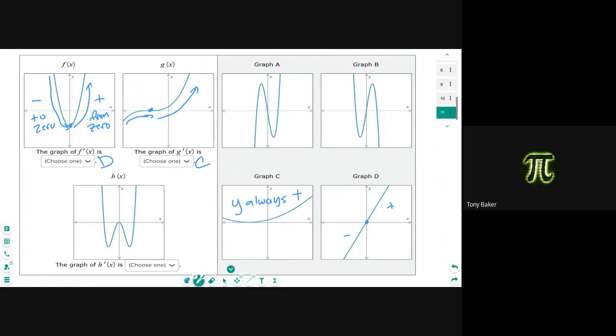Because this graph here, my slopes are always positive. So the graph over here, my slopes always had to be positive. D wouldn't work because I have negative values. All right, so we've eliminated C and D now. So h of x has to be A or B. The question is, which one?